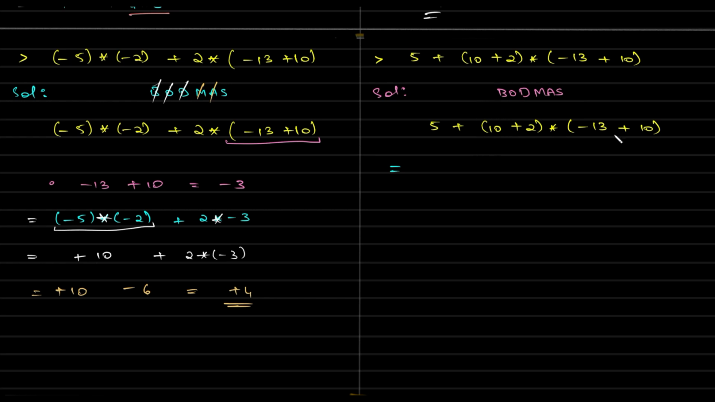So here we have two brackets. Again, let's solve the first bracket and then the second bracket that is on the right side. So first we have 10 plus 2, it's 12. Then we have minus 13 plus 10. Here the signs are different, right? So we need to subtract them, and the difference is minus 3, as negative has the highest magnitude and the difference is 3, so you have negative 3. And we just have to substitute this over there, that's it. So we have 5 plus 12 into negative 3. Okay, so brackets are done.